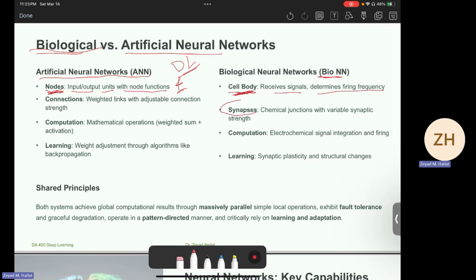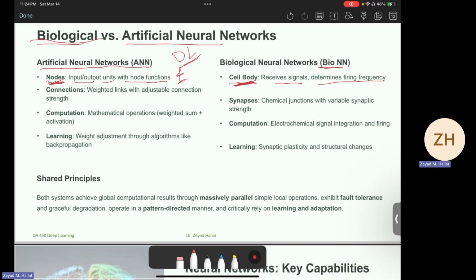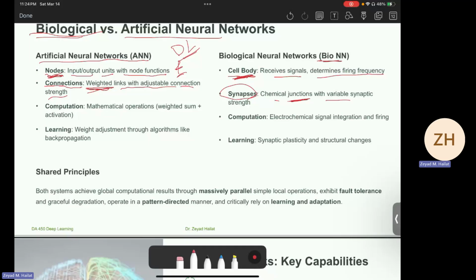Now, in biology, we have synapses. Synapses are the junctions, the connections that we use to connect different neurons, and they pass the chemical signal. Whereas the corresponding one is the connections in artificial neural networks, and they have weights. And these weights, as we said, determine the strength of each neuron input. These are links with adjustable connection strength, which is controlled by the weights.